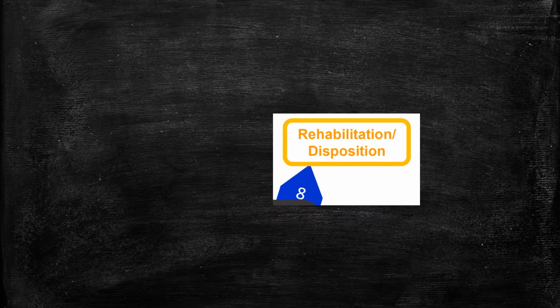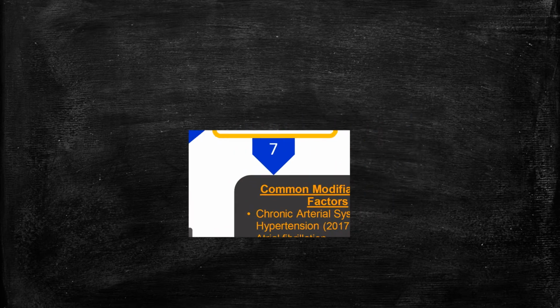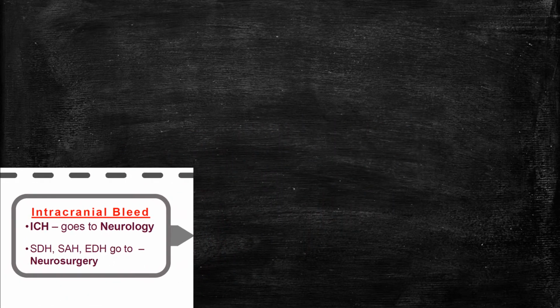About 80% of the strokes are ischemic, and the remaining 20% are intracranial bleeds. The most common location and mechanism for intracranial bleed is the deep intraparenchymal hemorrhage secondary to chronic hypertension. Intraparenchymal hemorrhages are managed by neurology. When the bleeds are outside the brain, that's typically neurosurgical management.